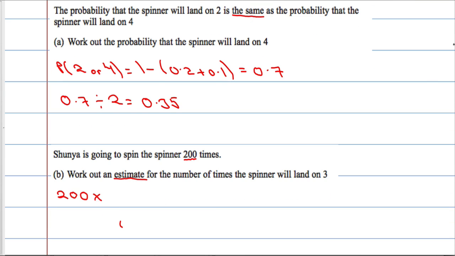So 200 times 0.1. You can use a calculator if you like. I estimate that to be 20 times. And that's the question finished.